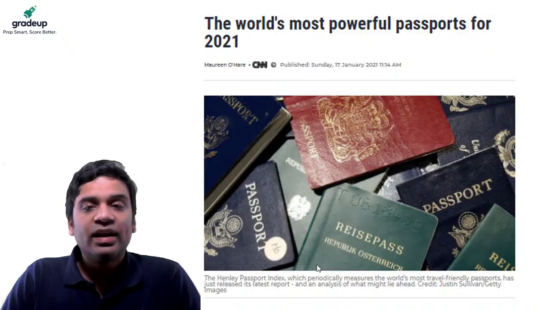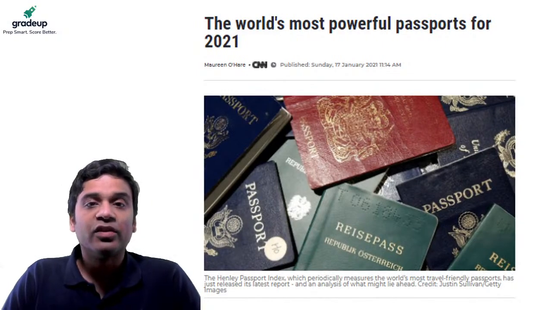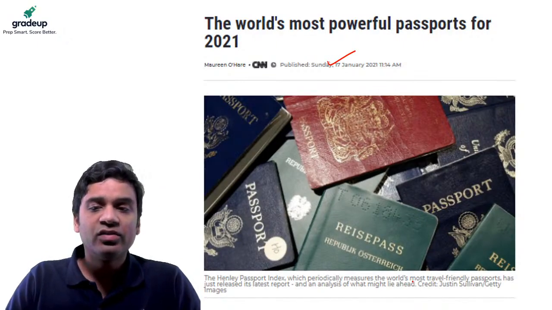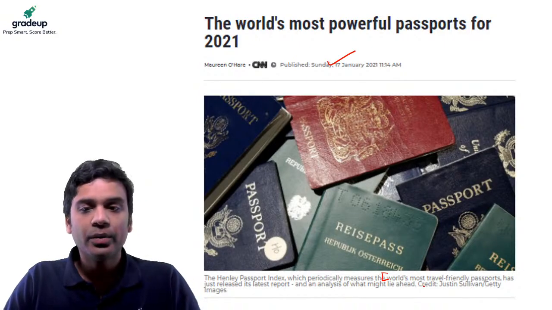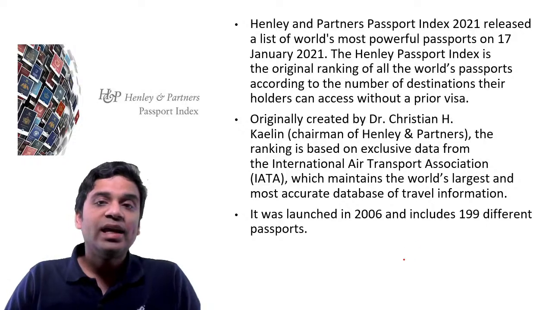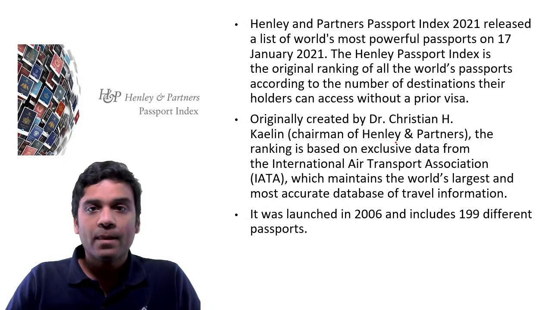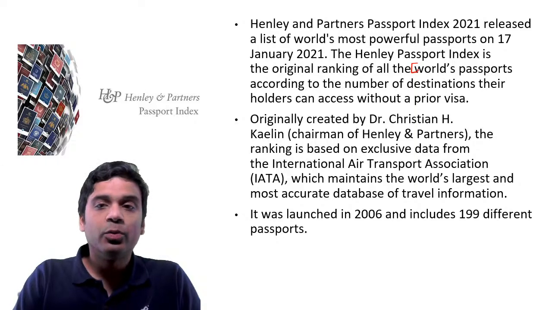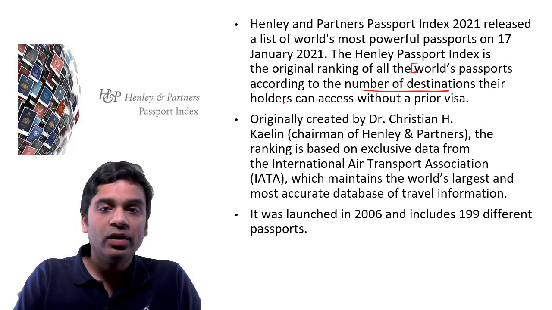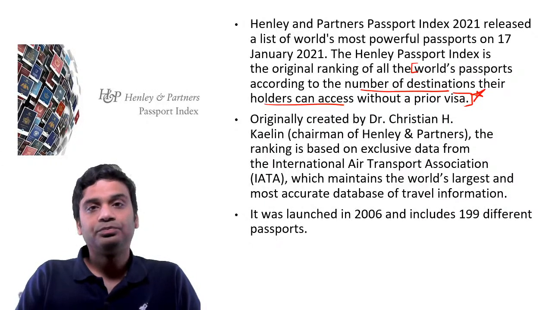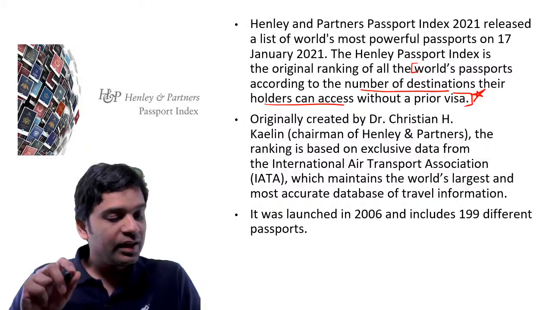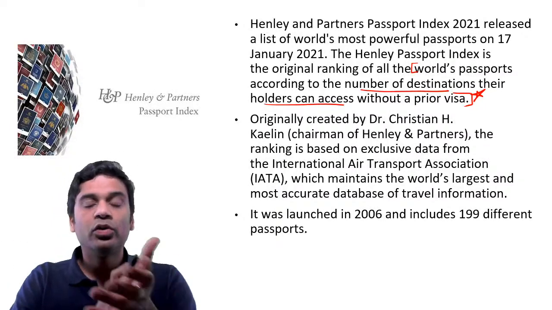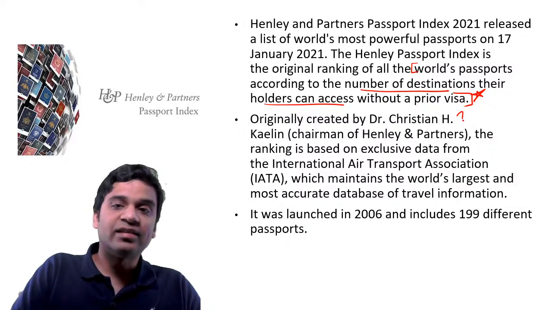Let us dive into what exactly the Henley and Partners Passport Index is. This was published on 17 January, just a couple of days back, and it measures the world's most travel-friendly passports. It is the original ranking of the world's passports based on the number of destinations the holders can access without a prior visa. So under the ranking, we look at how many countries a passport holder can enter without a visa, basically the visa-free access.